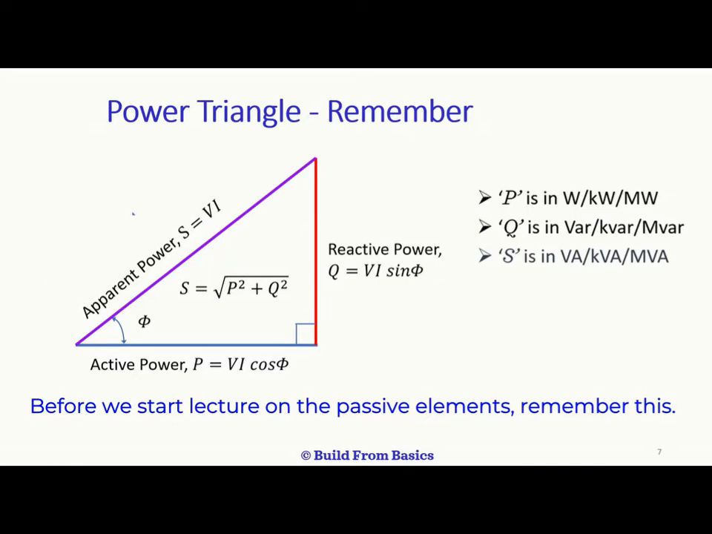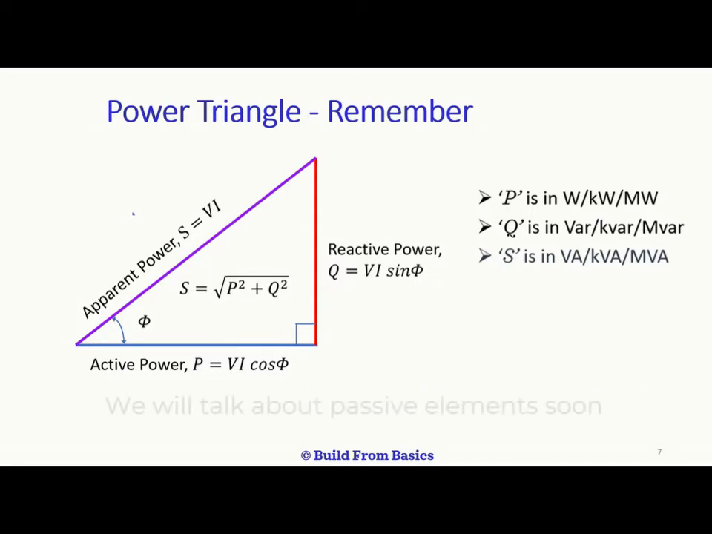kVAR or volt ampere reactive or megavar. It depends on the amount of reactive power. And finally, the apparent power S: the units of apparent power are either volt ampere, kilovolt ampere, or megavolt ampere. This is just reminding you of some basics before we go to the pure resistor.